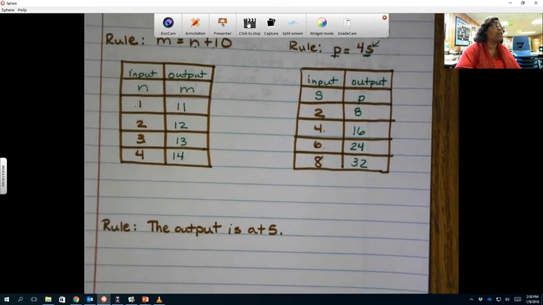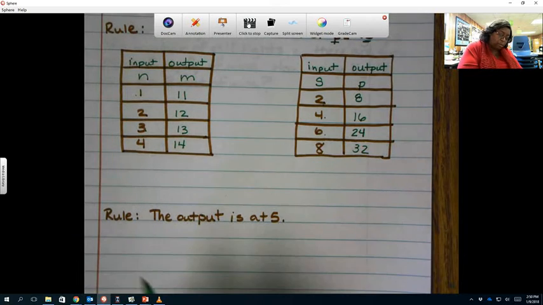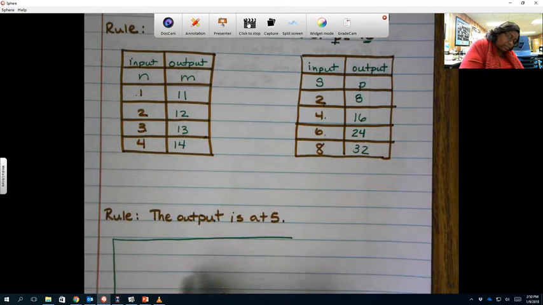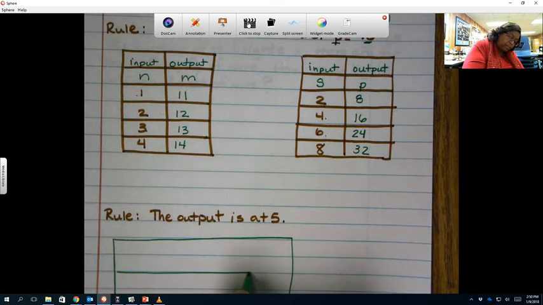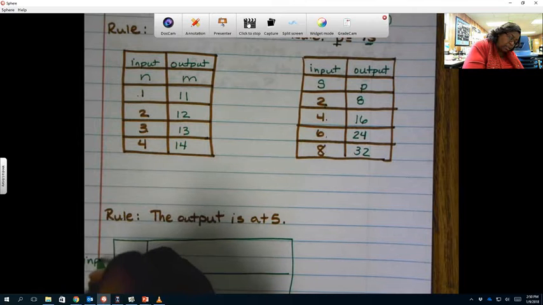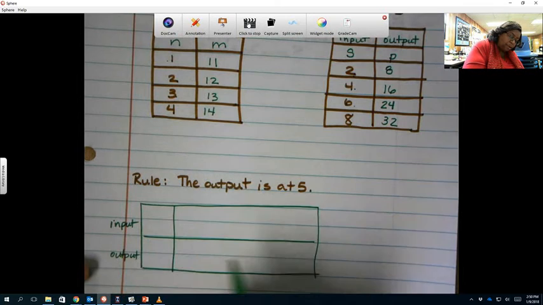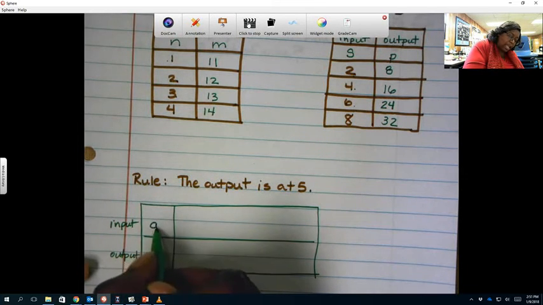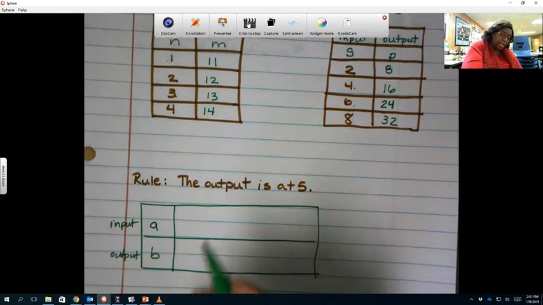Now, you'll have some where it asks you to make your own table. If I give the rule, I should be able to come up with my table. In this instance, I'm going to make a horizontal table. My input will be on the top row. My output will be on the bottom row. It says the output is A plus 5. So my input is A, and I'm going to choose B as my output. It doesn't give me a letter for my output, but I'm going to choose the letter B.